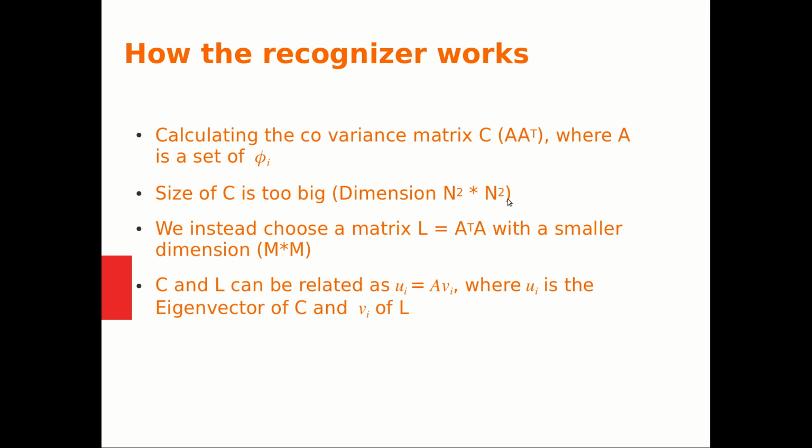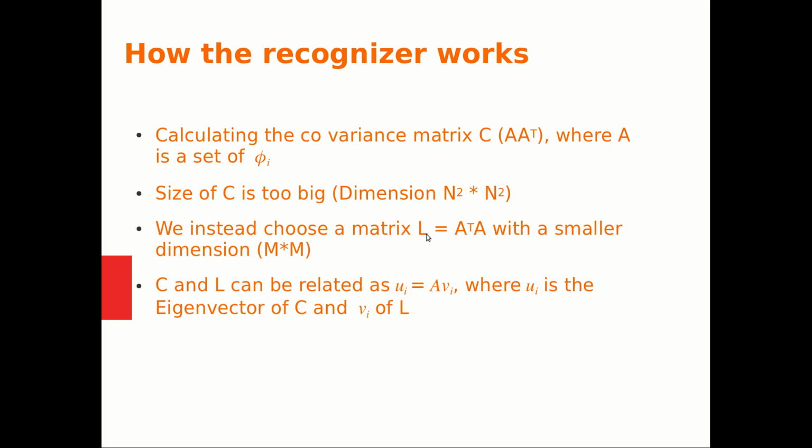We can't afford to have a matrix of this size, because we need our recognition happening very fast. So what we do is use a clever way of choosing another matrix called L, where we use A only, but in a different way. We reverse the ordering from A into A transpose to A transpose into A, and the dimension is lowered. It's now m into m.